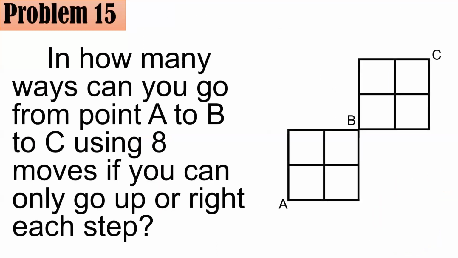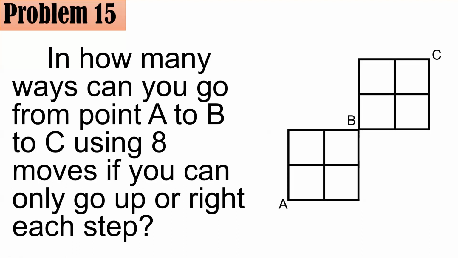Number 15. This time it's something similar, but in how many ways can you go from point A to B to C using 8 moves, if you can only go up or right each step? For example, you could have up, right, up, right, right, right, up. So you see there are 8 moves, right?